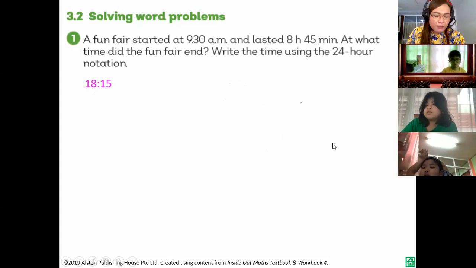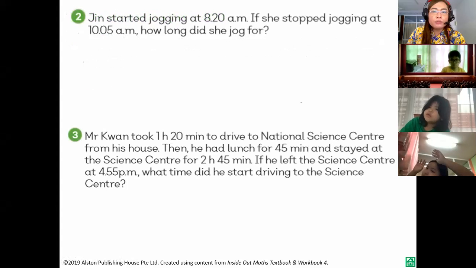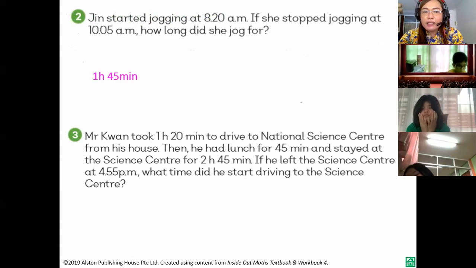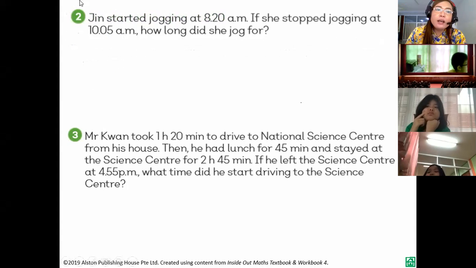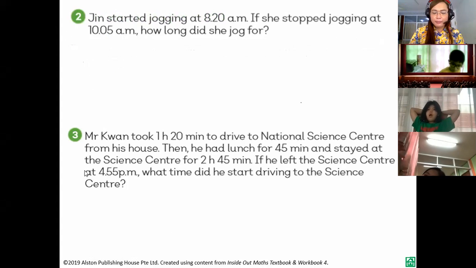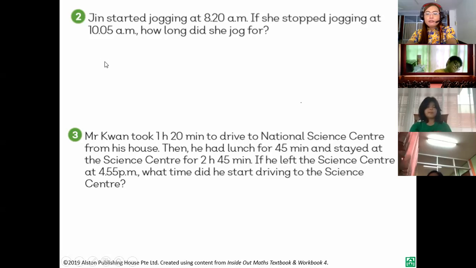Okay. Now let's proceed to number 2. For number 2 and number 3, this is going to be your homework. What page is it? This one, 2 and 3. Can you tell me what page number? Page 29 and 30. So your homework will be on page 29 and page 30, number 2 and number 3.